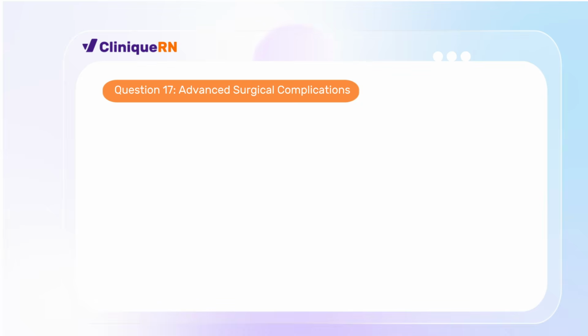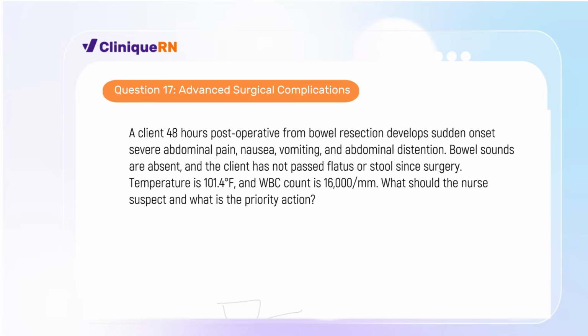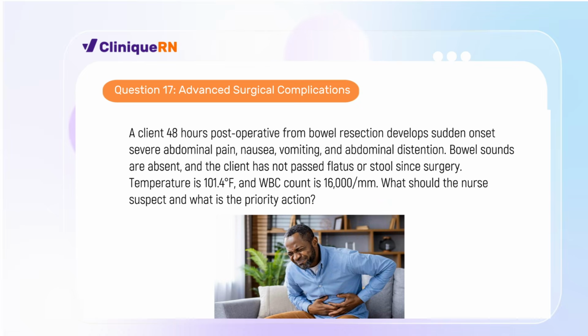Question 17. Advanced surgical complications. A client, 48 hours post-operative from bowel resection, develops a sudden onset of severe abdominal pain, nausea, vomiting, and abdominal distension. Bowel sounds are absent, and the client has not passed flatus or stool since surgery. Temperature is 101.4 degrees Fahrenheit, and white blood cell count is 16,000 per cubic millimeter. What should the nurse suspect, and what is the priority action?